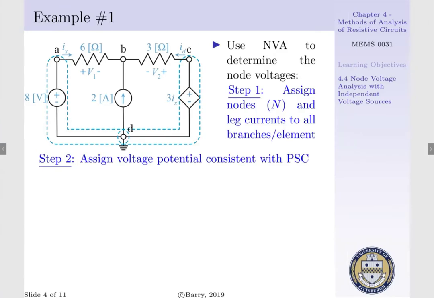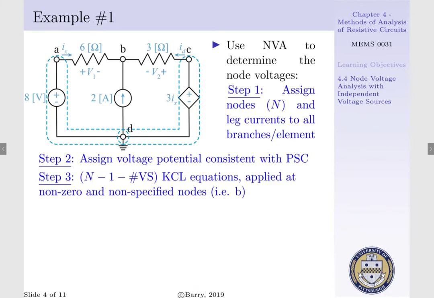Step 2 is to assign voltage potentials consistent with our passive sign convention, where V1 corresponds to our 6 ohm resistor, where its polarity is dictated by the directionality of Ix, and V2 corresponds to our 3 ohm resistor, where its polarity is dictated by the directionality of ID. We have 2 dashed segments, one between nodes A and D, and the other between nodes C and D. Between nodes A and D, we recognize we have an independent voltage source, and between nodes C and D, we recognize we have a dependent voltage source.